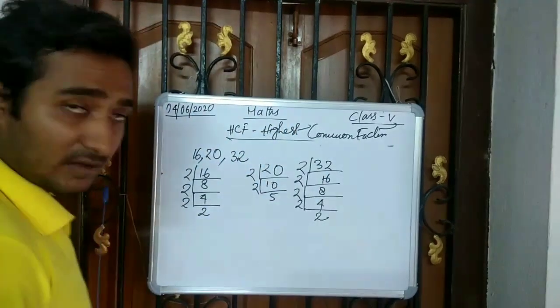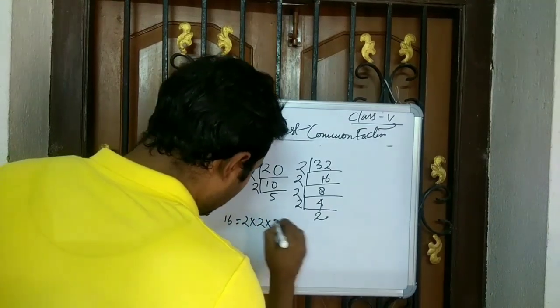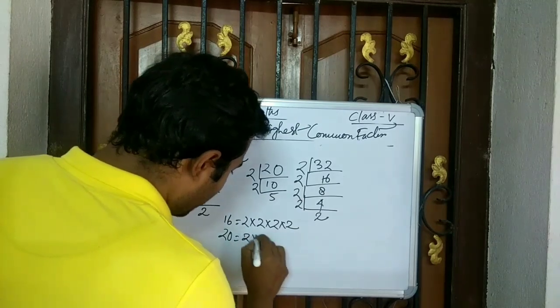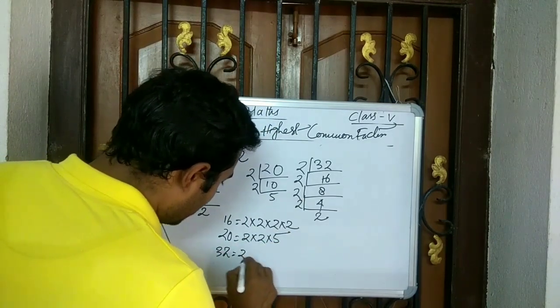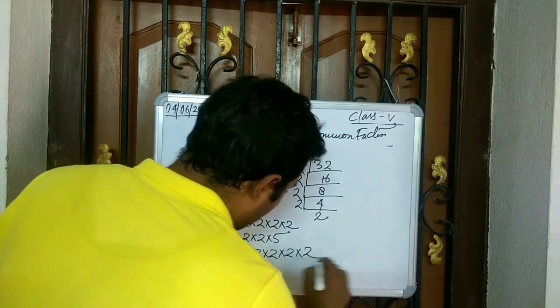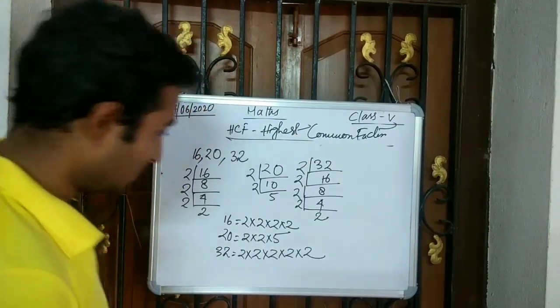So this we have factorized. 16 can be written as 2 multiply 2 multiply 2 multiply 2. 20 can be written as 2 multiply 2 multiply 5. And 32 can be written as 2 multiply 2 multiply 2 multiply 2 multiply 2. Now we have to find the common values.